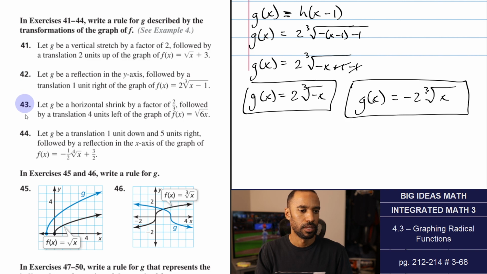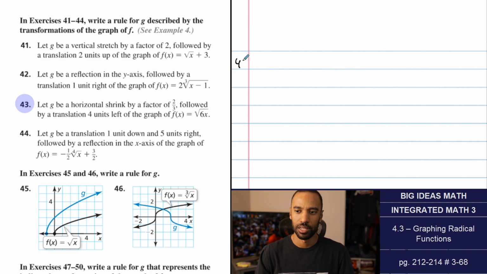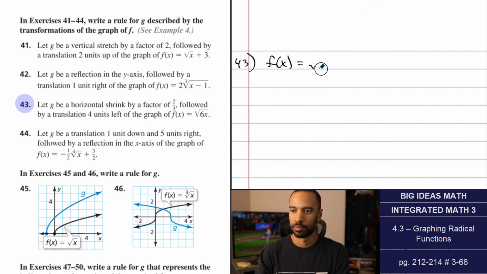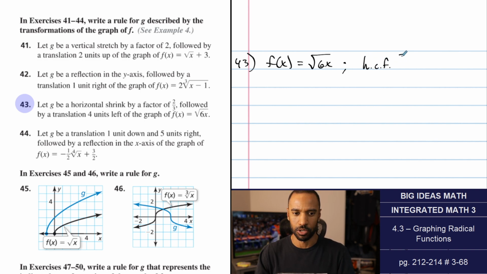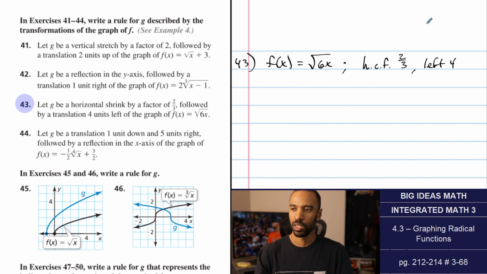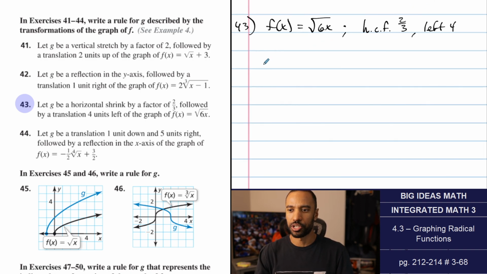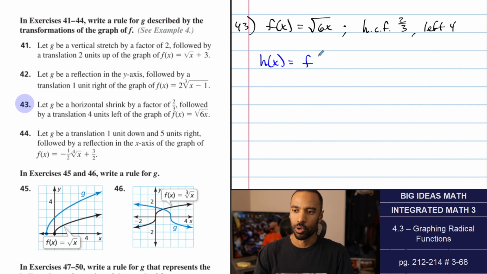Number 43. Let g be a horizontal shrink by a factor of 2/3. Ooh, that's a little tricky. Followed by a translation 4 units left of the graph of f of x equals square root of 6x. Okay, we're going to go horizontal compression by a factor of 2/3, followed by a translation 4 units left. Let's start with the horizontal compression and then move on from there. So we're going to take our f of x equation. We don't write 2/3 inside here. We write its reciprocal of 3/2, right?